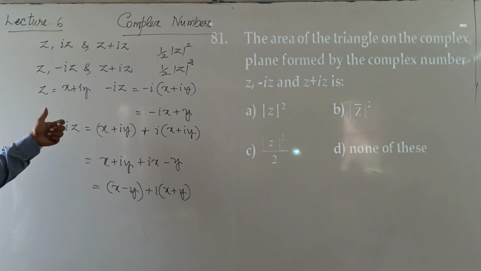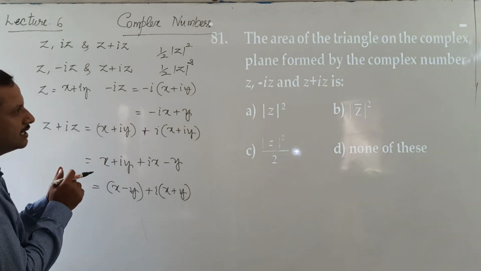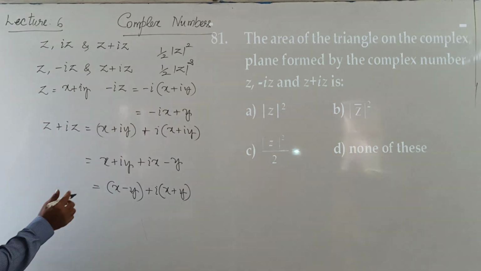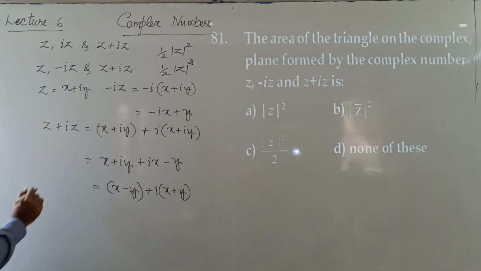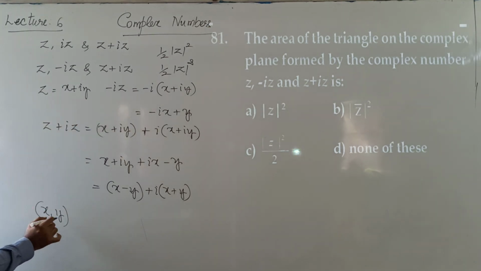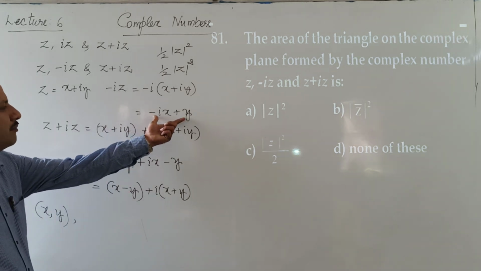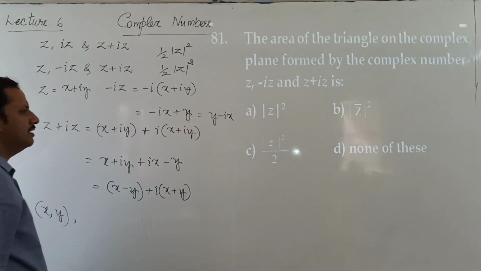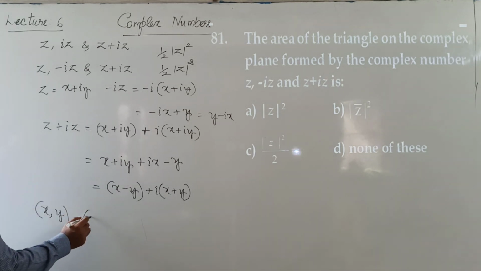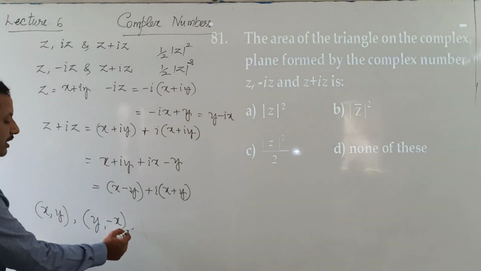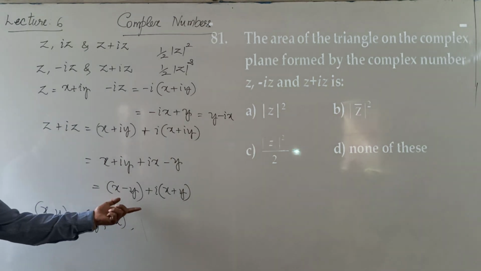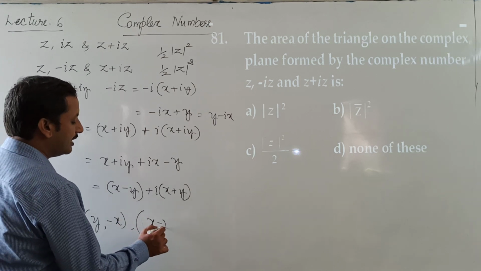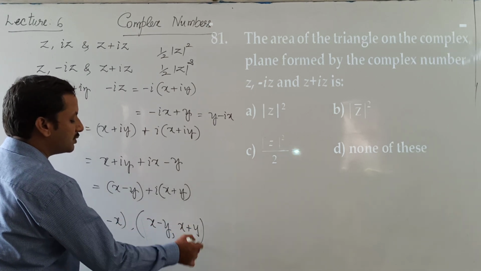Okay, so now we have three complex numbers here: z, minus iz and z + iz. z is x + iy, which is represented by the point (x, y). Then minus iz is nothing but minus ix + y, or I can write that as y minus ix. In terms of the ordered pair, it is represented by (y, -x). This is the second point. The third point is z + iz, which is represented by (x minus y, x + y).